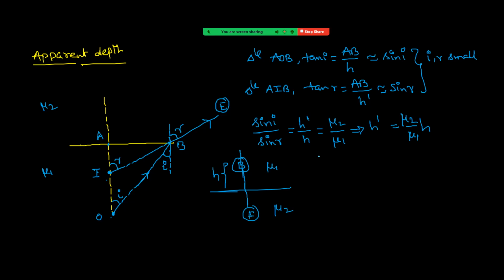So conclusion one is, if the object is in a denser medium like a fish, and the bird is looking at the fish, then for the bird, the fish appears to be closer to the surface. For the fish, the bird appears to be at a more distance. Let us now calculate here.